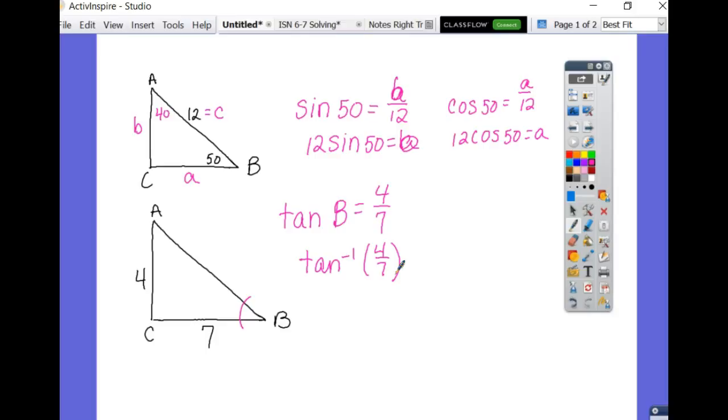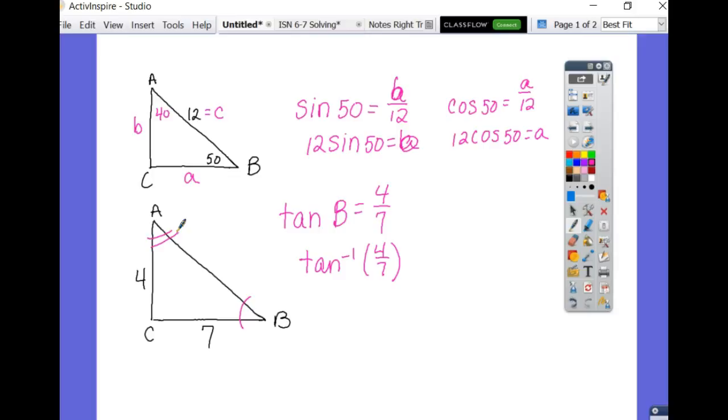Once I have the angle of B, can I subtract from 180 to get this one? Yes, you can. But what else could I do? So if I wanted to find angle A with what I'm given, it'd be 7 over 4. I could do the inverse tangent for A of 7 over 4, right? You get the same answer. Or you can subtract it from 180. Either one is going to give you the same answer.